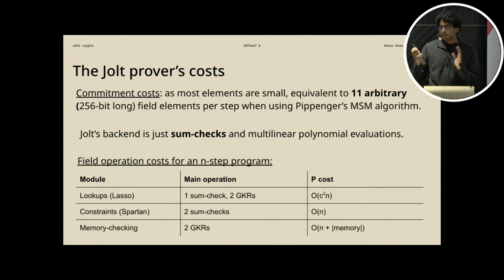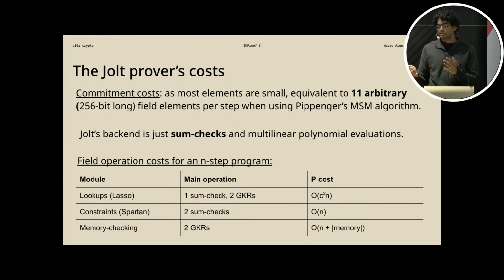Right. So I just want to give a quick overview of the commitment and prover costs. I do want to highlight though that you can plug and play with your own algorithms over here. We used Lasso and Spartan and Spice for memory checking, but you don't have to do the same thing. This is a pretty flexible module. It's just that for us, because we use these particular protocols, our backend is just all sum-checks and some evaluations on multilinear polynomials. It's a very uniform sort of backend.